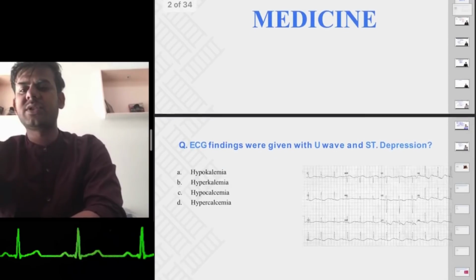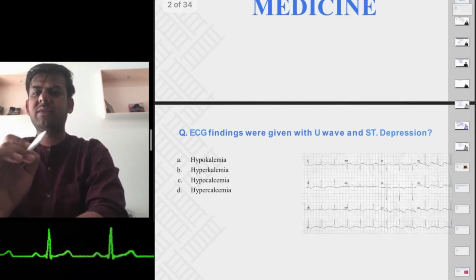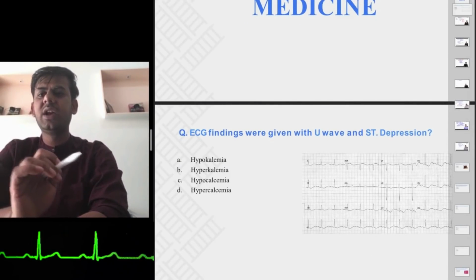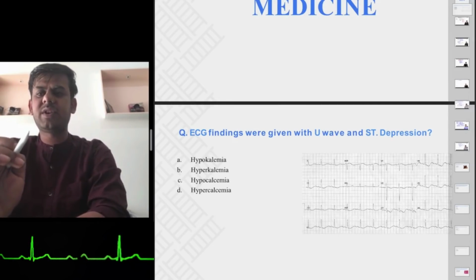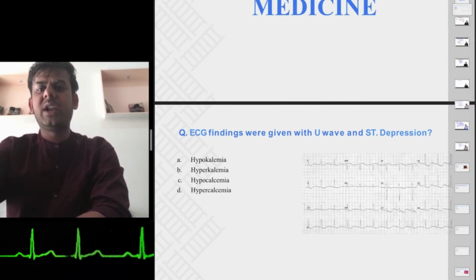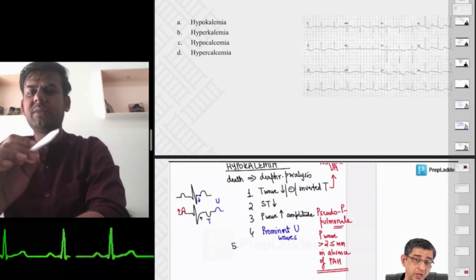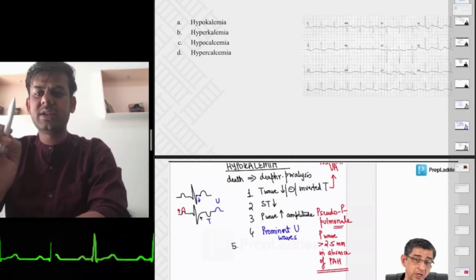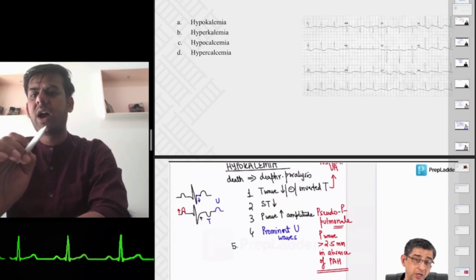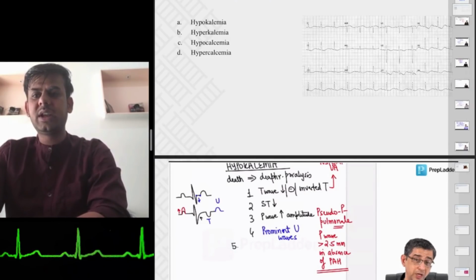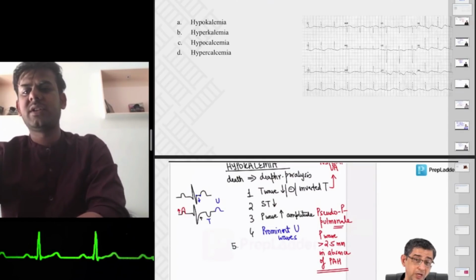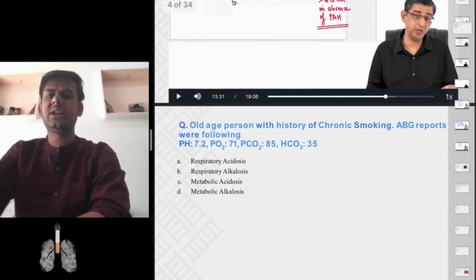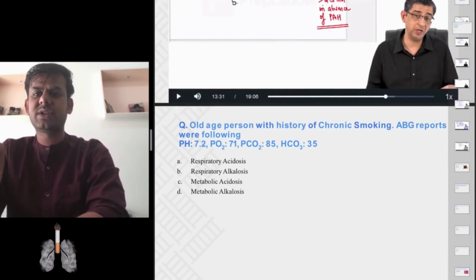So coming to the first question, ECG findings were given with U wave and ST depression, and what is the cause? So prominent U wave and ST depression are present in hypokalemia, and other findings of hypokalemia are inverted T wave, decreased T wave, or absent T wave, along with increased amplitude of P wave with prominent U wave and ST depression.